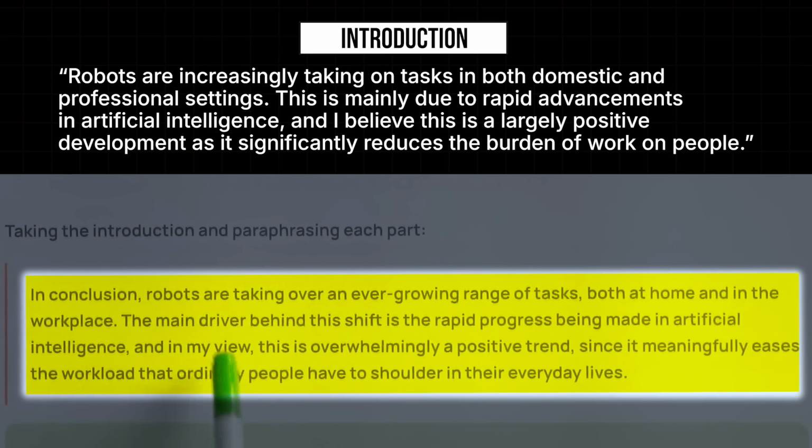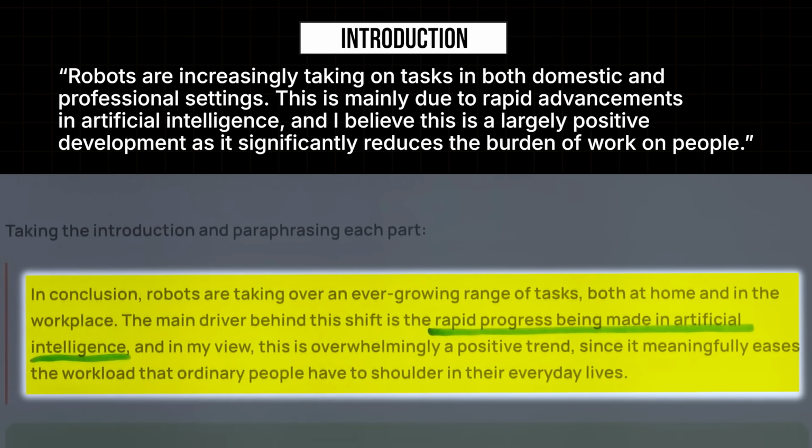In conclusion, robots are taking over an ever-growing range of tasks, both at home and in the workplace. So they're giving a little bit of context there. The main driver behind this shift is the rapid progress being made in artificial intelligence. So they're just stating the same idea. And in my view, this is an overwhelmingly positive trend, stating their position again, since it meaningfully eases the workload that ordinary people have to shoulder in their day-to-day lives. So just stating the same thing again.